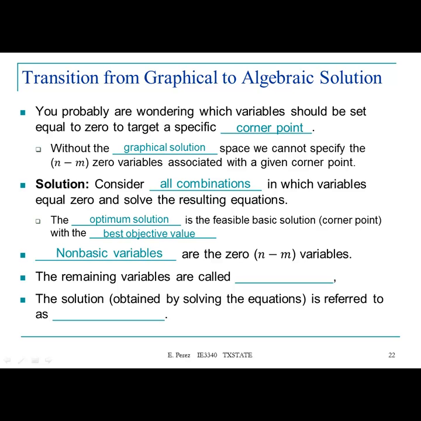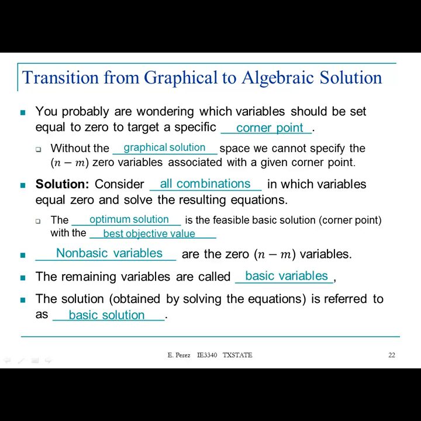Non-basic variables are the n minus m variables that are set to 0. So those variables in which we have 0, those are our non-basic variables. The ones that are non-zero are our basic variables. So it's important for you to recognize the difference between basic variables and non-basic variables. The remaining variables are called the basic variables. And the solution obtained by solving the equations is referred to as the basic solution.